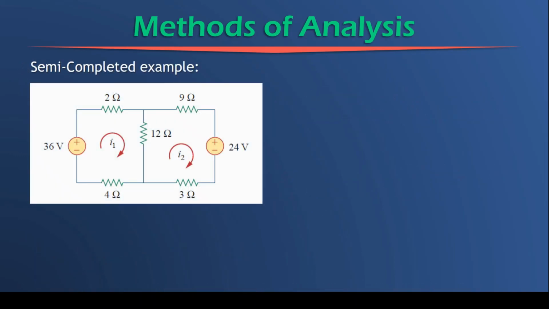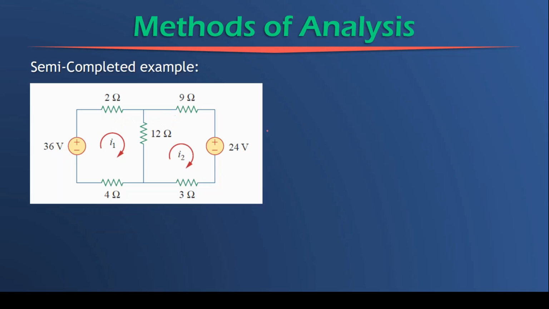Let's take a look at this semi-completed example. In this example, you'd be requested to determine the currents in the two loops. The first step would be to associate direction with these currents. You can either choose the currents to go in a clockwise direction, as has been indicated in the circuit, or you could decide that you want them to move in an anti-clockwise direction, which is also acceptable. So we need to determine the currents I1 and I2.